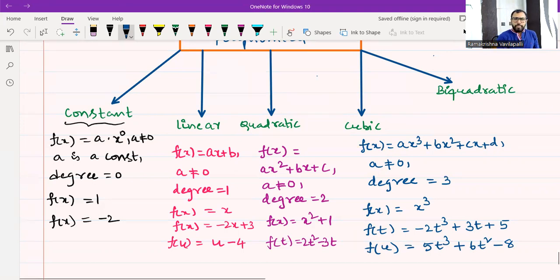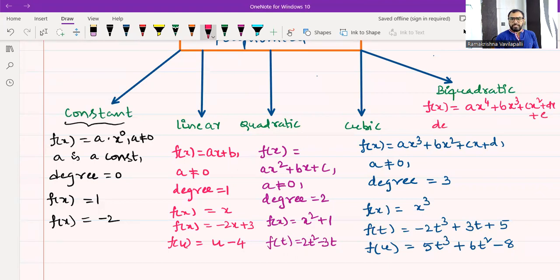Now what is a biquadratic polynomial? A biquadratic polynomial means the degree of this polynomial equal to 4. So I can write ax to the power of 4 plus bx cube plus cx square plus dx plus e. So here what is the degree? The degree of this polynomial equal to 4. Of course, where a is not equal to 0.